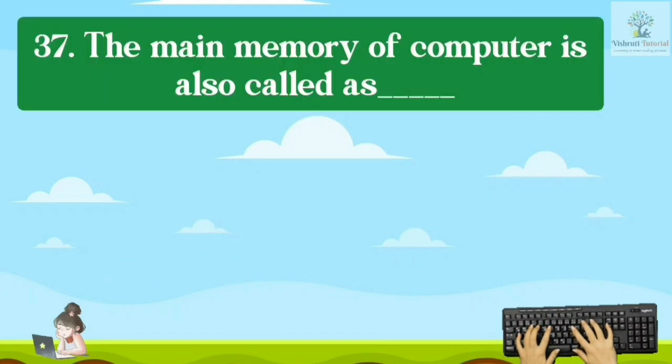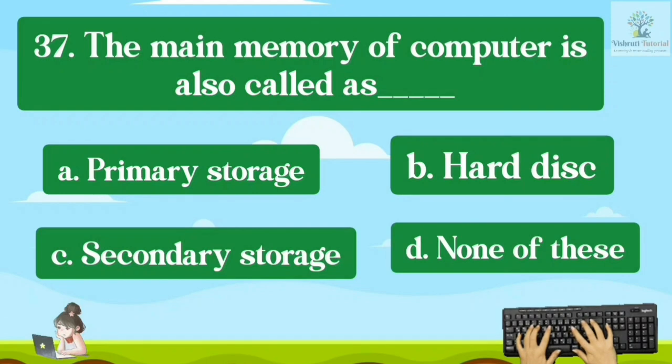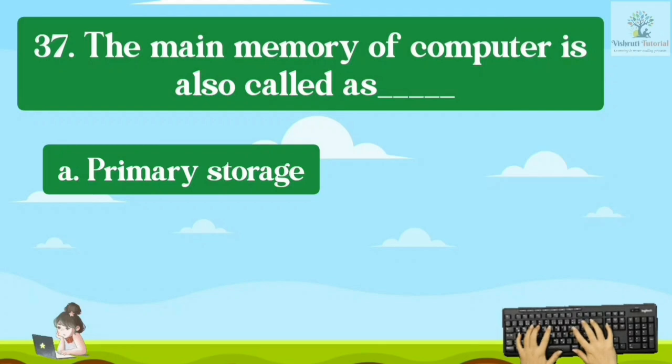Question number 37. The main memory of computer is also known as dash. Options: A. Primary storage, B. Hard disk, C. Secondary storage, D. None of these. And the correct answer is A, primary storage. The main memory of computer is also known as primary storage.